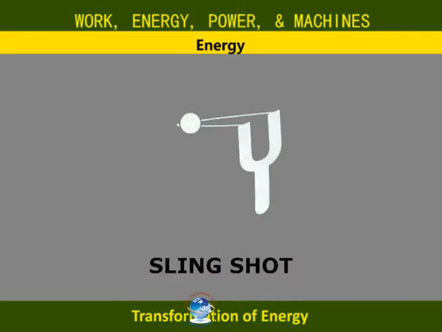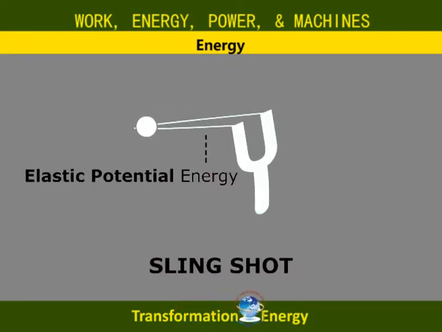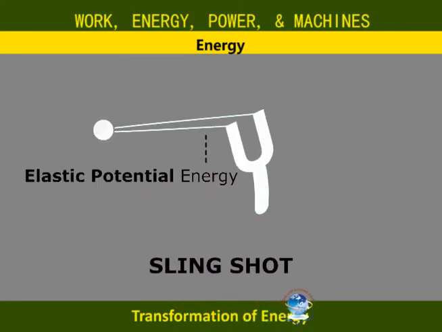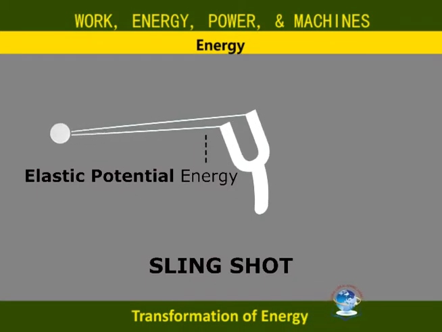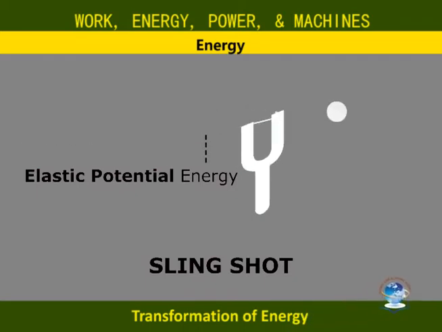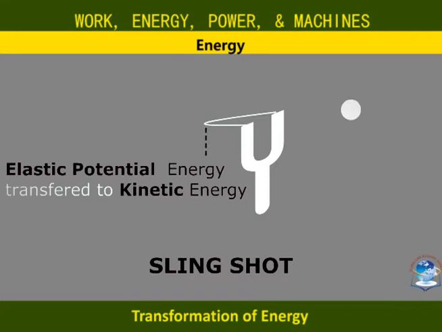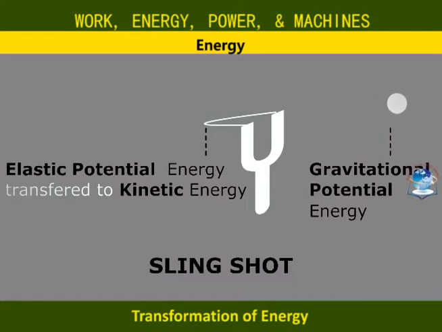Finally, the slingshot. There is elastic potential energy stored in the stretched slingshot, and when released, that elastic potential energy is transformed to kinetic energy of the ball as it flies in the air, and also into gravitational potential energy as it gains height.